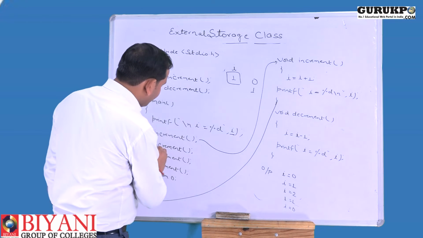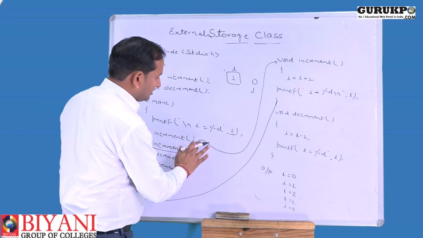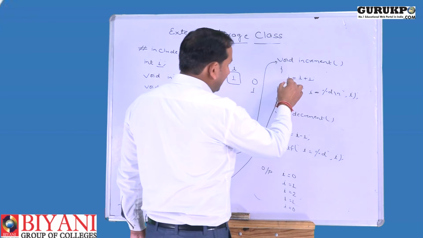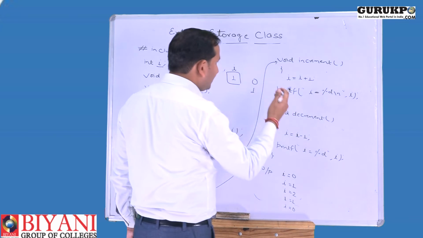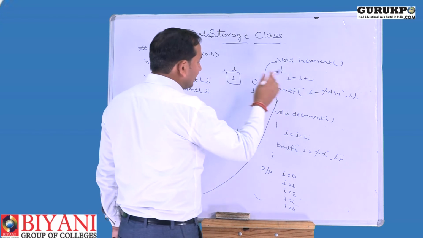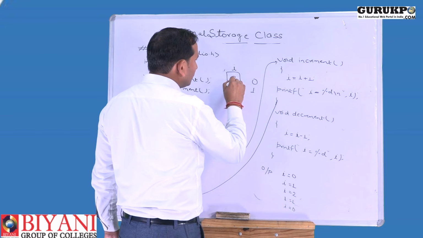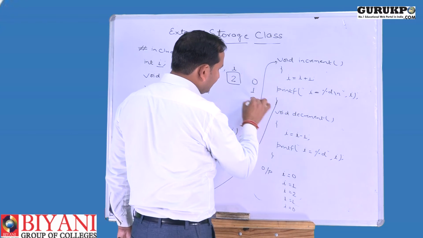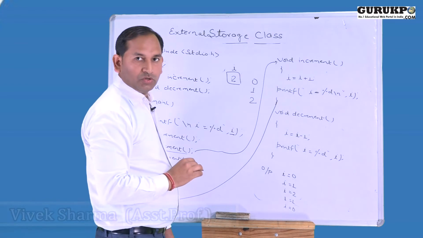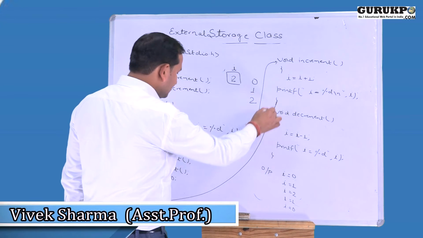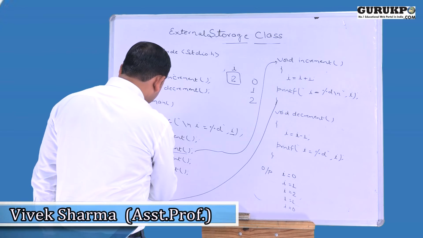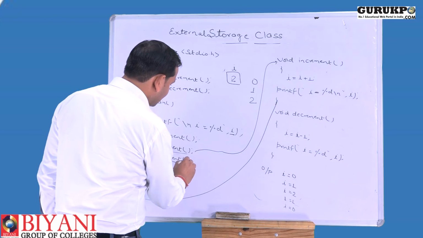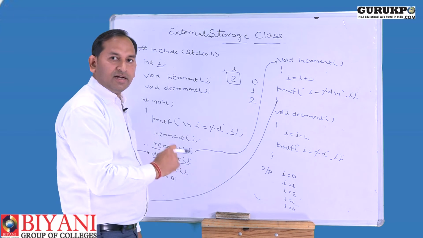So here we are calling the increment function a second time. Control goes to the body of increment, i = i + 1. We are adding one more to i, so i will be 2. printf i, so it prints the value of i, that is 2. After execution, control goes to the next line after increment, that is the decrement function. So here we are calling the decrement function.